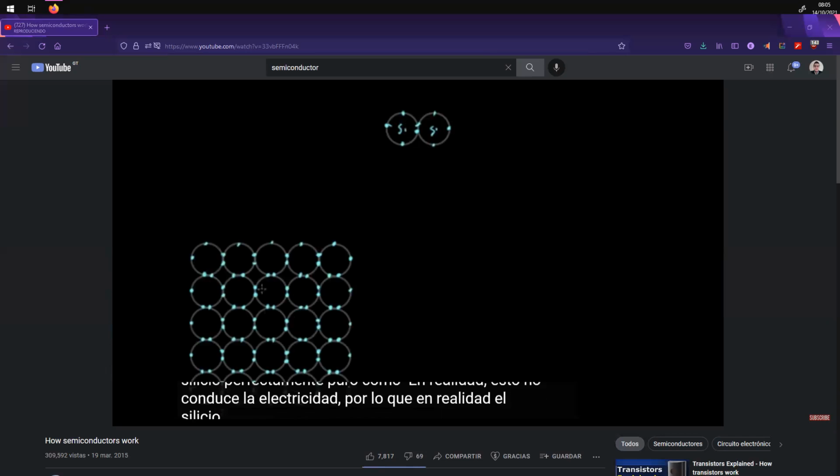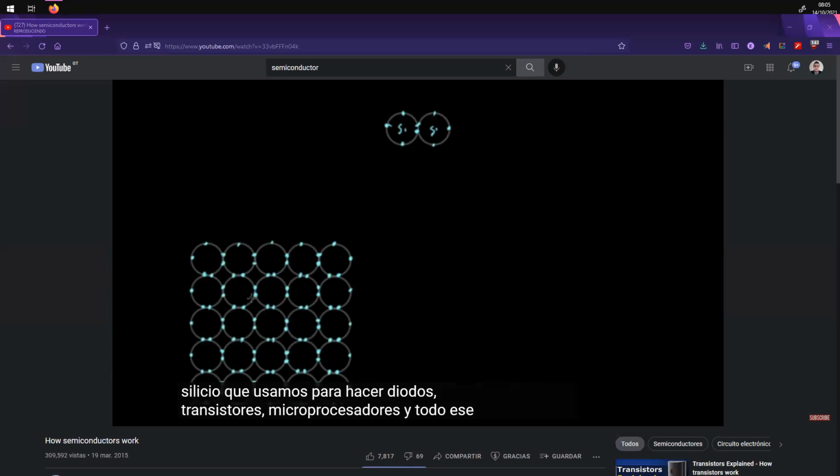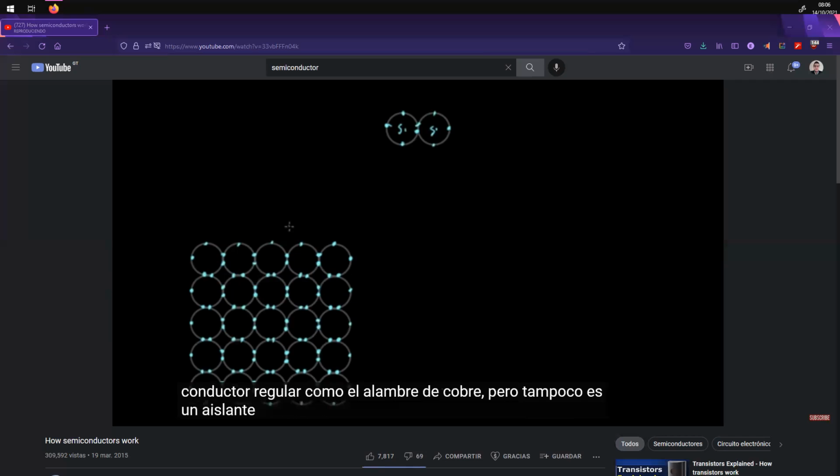And so the silicon that we use to make diodes, transistors, microprocessors, and all that sort of stuff actually has some impurities introduced, which is something we call doping. And these impurities allow it to conduct electricity in a particular way. This doped silicon is what we call semiconductor material, since it's not really a regular conductor like copper wire, but it's also not a complete insulator like glass.